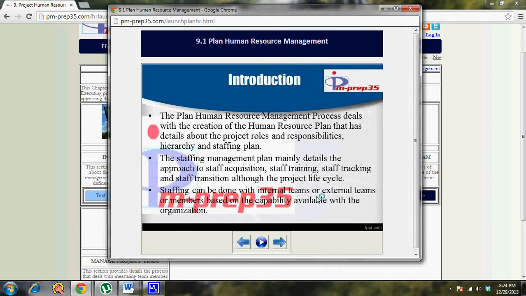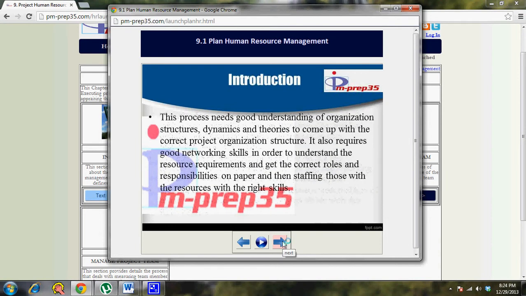Staffing can be done with internal teams or external team members based on the capability available with the organization. So you identify the capabilities needed as part of your activity resource requirements, and then you staff them into your project, procuring from an external team or outside the organization, or you use team members who have worked on previous projects. So those are different combinations.